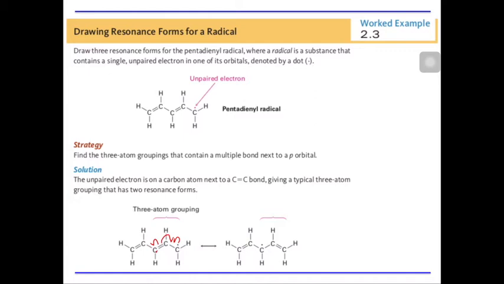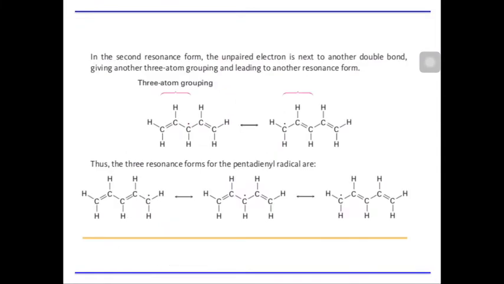This one can also move further to this part, but it is still equivalent to this structure. Okay, so here are the three resonance forms of the pentadienyl radical. This one moved here, forming this structure, and this one further moves here, forming this structure.